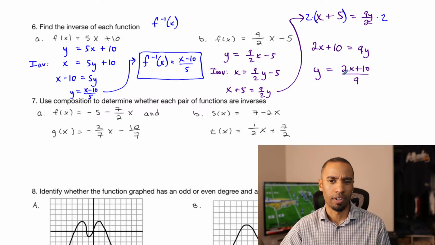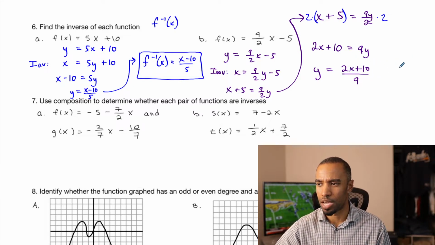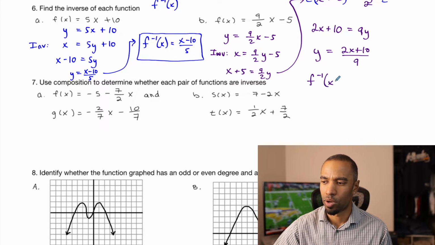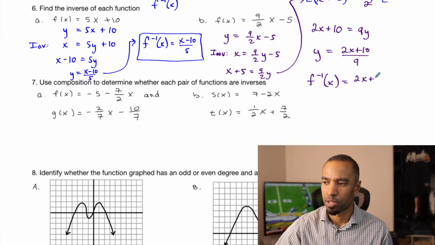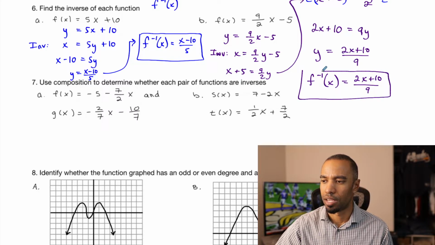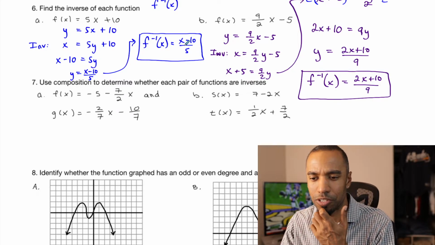I don't know if they truly want to distribute or not. You can leave it factored as 2 times x plus 5 all over 9. But the inverse notation there is going to be like this: 2x plus 10 all over 9. There you go. All right, those are inverses.